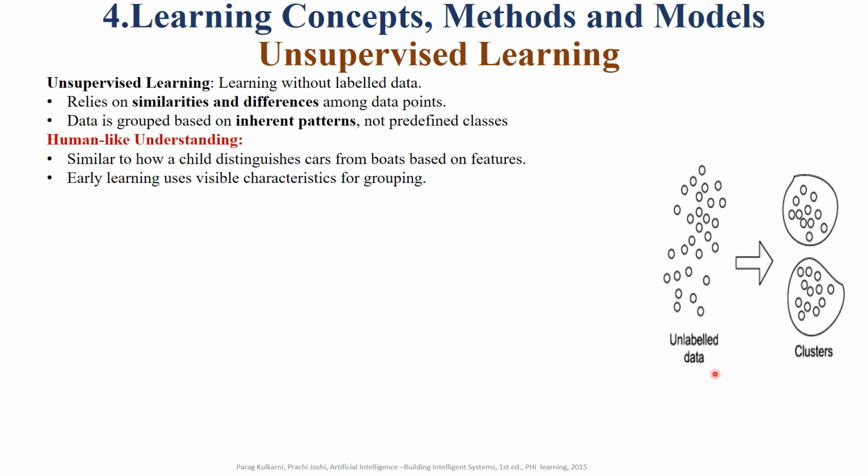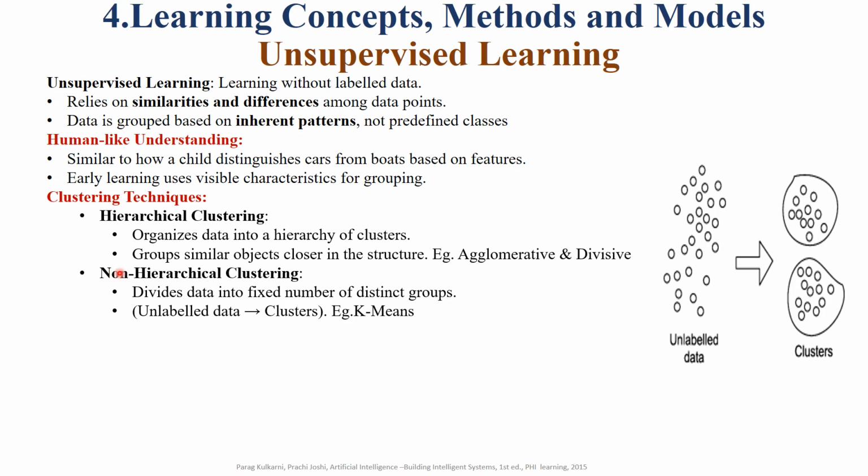As you could see, these are the unlabeled data. They are grouped into two different clusters based on the similarities and differences. Clustering techniques. It can be hierarchical clustering or non-hierarchical clustering. In hierarchical clustering, the data is organized into a hierarchy of clusters. That is, we are grouping the similar objects closer in the structure. For example, agglomerative and divisive clustering come under this type.